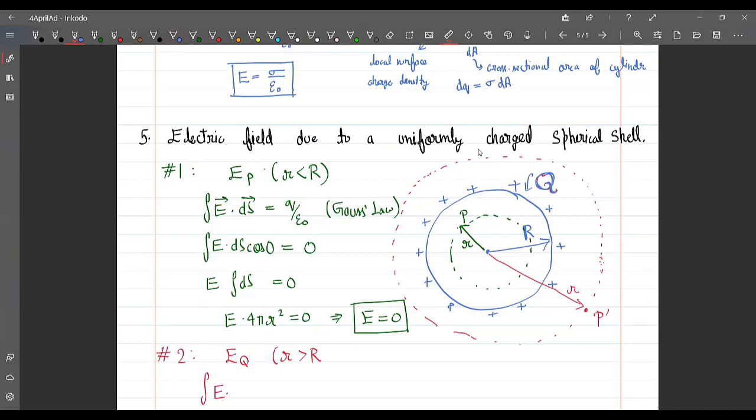Charge on the surface is plus Q. So again, we write E dot ds. Total charge will be Q, so it will be Q by epsilon naught. So again, this is a sphere. You will get it as E into 4 pi r square equals Q by epsilon naught.